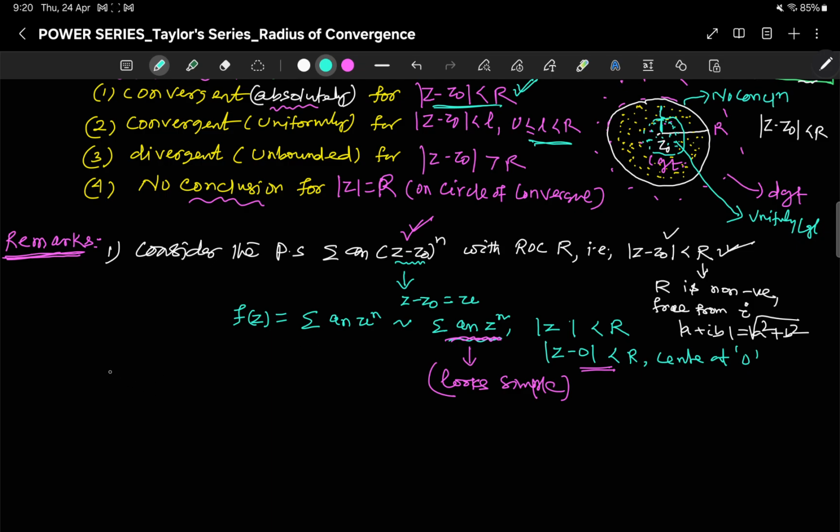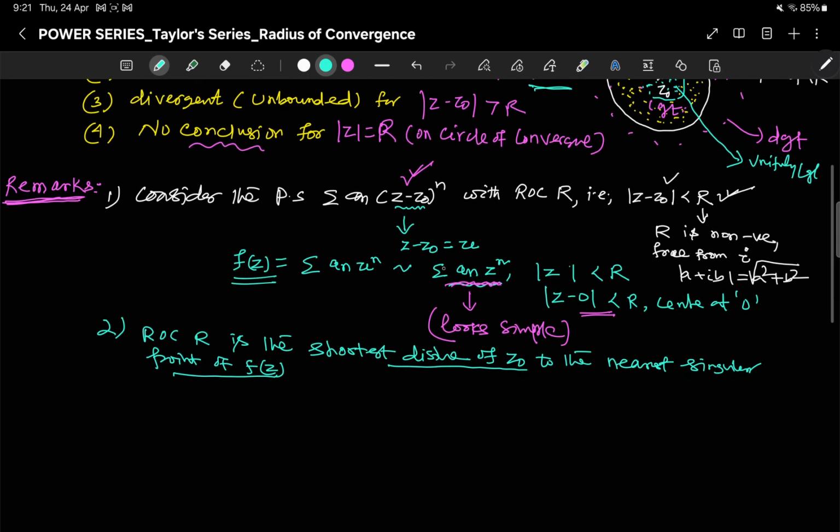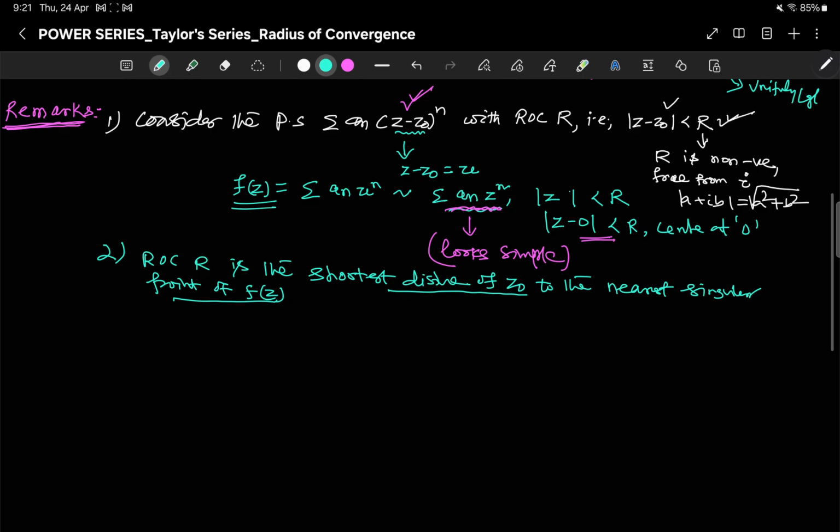So what actually is the radius of convergence? The radius of convergence r is the shortest distance of z0 to the nearest singular point of f of z. While I discuss the closed form of the series by using the Taylor series expansion or the Maclaurin series expansion, I will tell about this shortest distance of z0 to the nearest singular points in detail later on. So now my intention is how to find the radius of convergence.